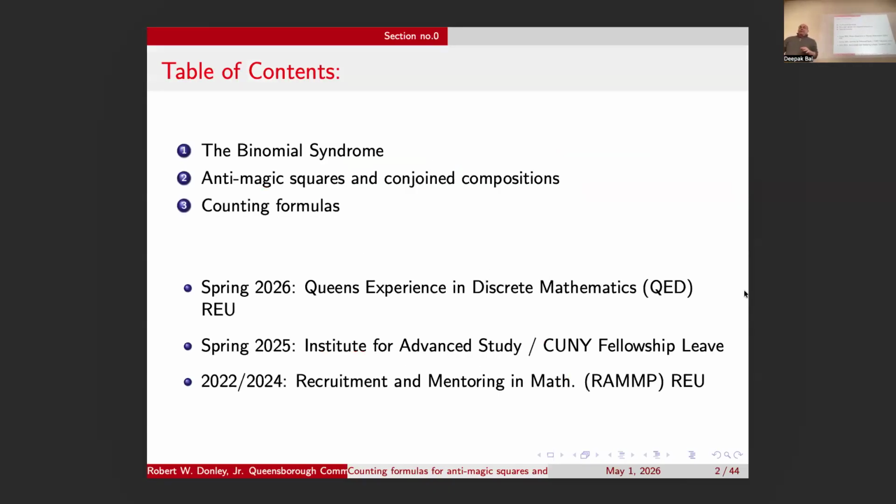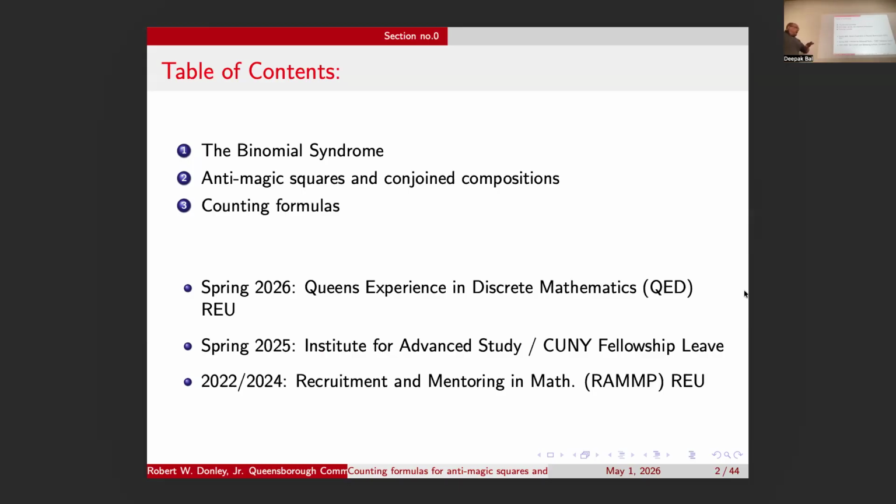Okay, all right, great. So for overview, 3 parts. The first part, I'm going to tell a story about binomial coefficients. Like binomial syndrome, because we're doing combinatorics, there's the Catalan disease, really binomial coefficients have their own thing also. So I want to tell a story about binomial coefficients, and then ask, is there anything that I could just plug right into that story and get the same new story, just a little bit of an upgrade? And that's going to be anti-magic squares and conjoined compositions, and then the way out is just talking about counting formulas for these things.